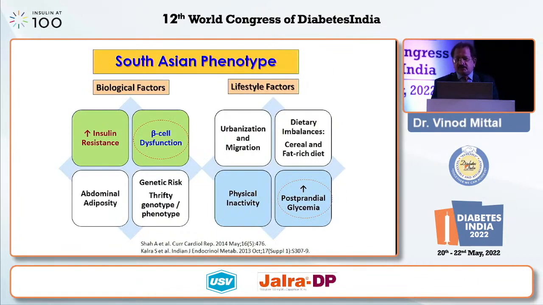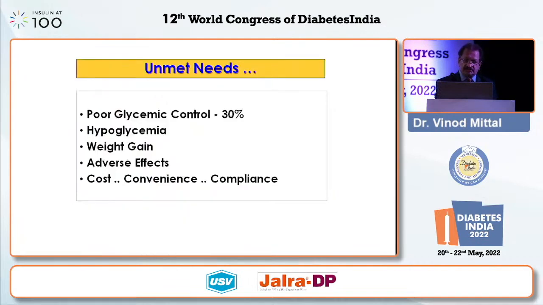Now another important point is that the South Asian phenotype is very typical. We are thin fat Indians, and there is increased insulin resistance in all of us, especially if you have central obesity and beta cell dysfunction, which we have just discussed with the last speaker. And there is a genetic predisposition. Almost a decade or two earlier, Indians are getting diabetes prior to Caucasians, and then obviously lifestyle modification is important. So sedentary lifestyle and inactivity are other reasons.